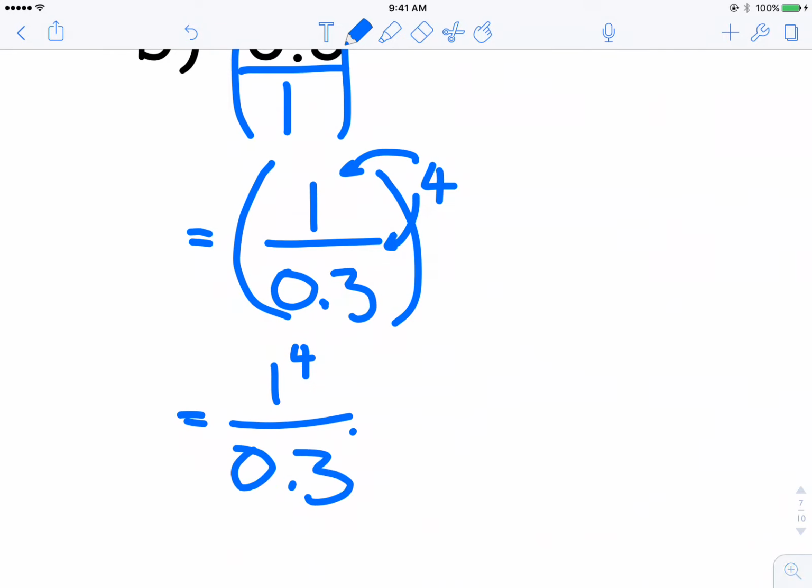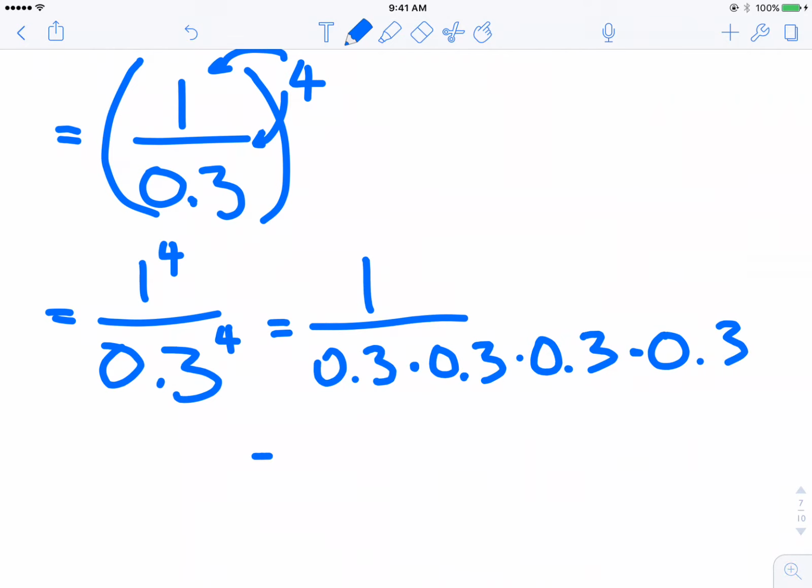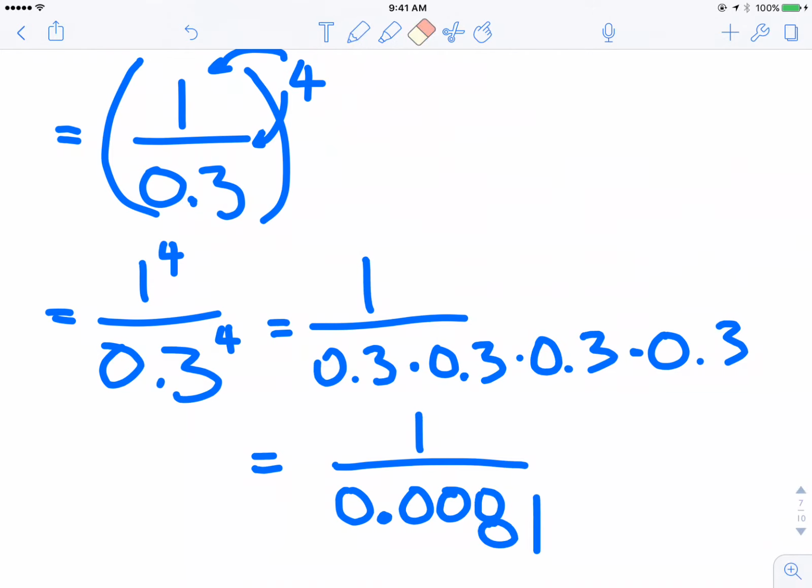Which is going to be 1 over 0.3 times 0.3 times 0.3 times 0.3. 3 times 3 is 9, times 3 is 27, times 3 is 81. With 1, 2, 3, 4 decimal places, this is 1 over 0.0081.